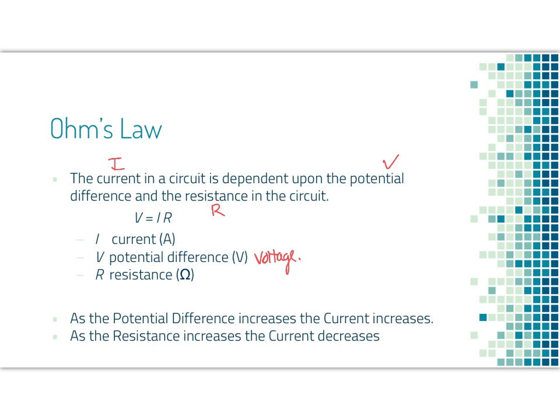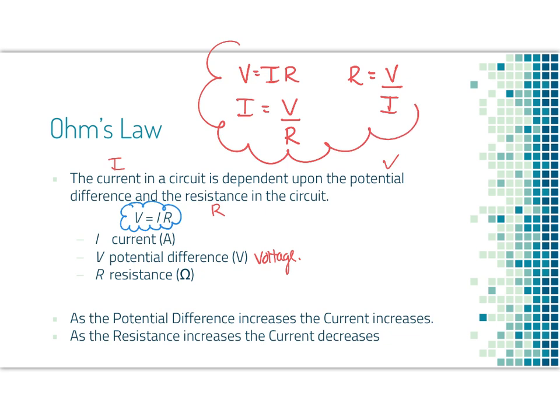So this equation is important, and we can arrange this different equation to solve for all 3 variables. So we again have V equals I times R. We can also say that I is equal to V divided by R. And we can say that R is equal to V divided by I. So you'll need to know how to use each of these equations.